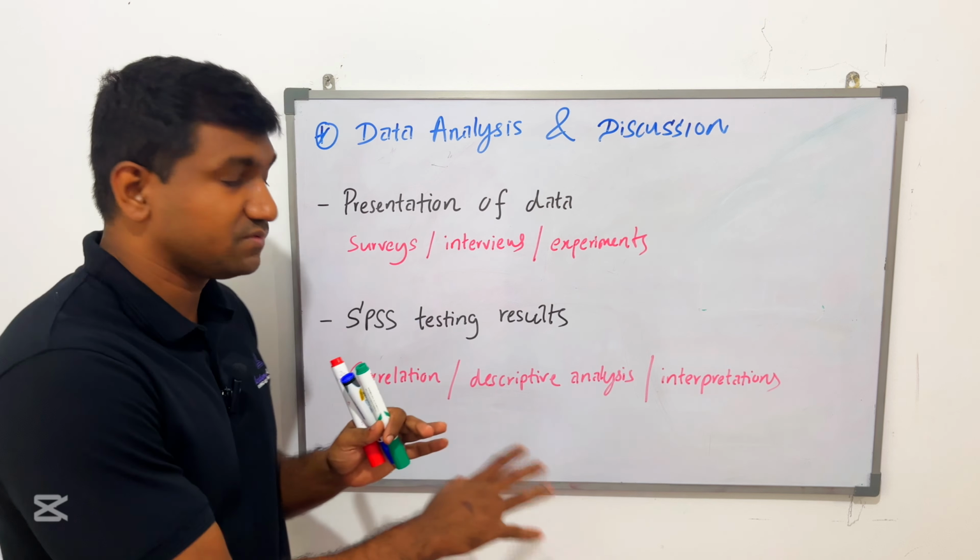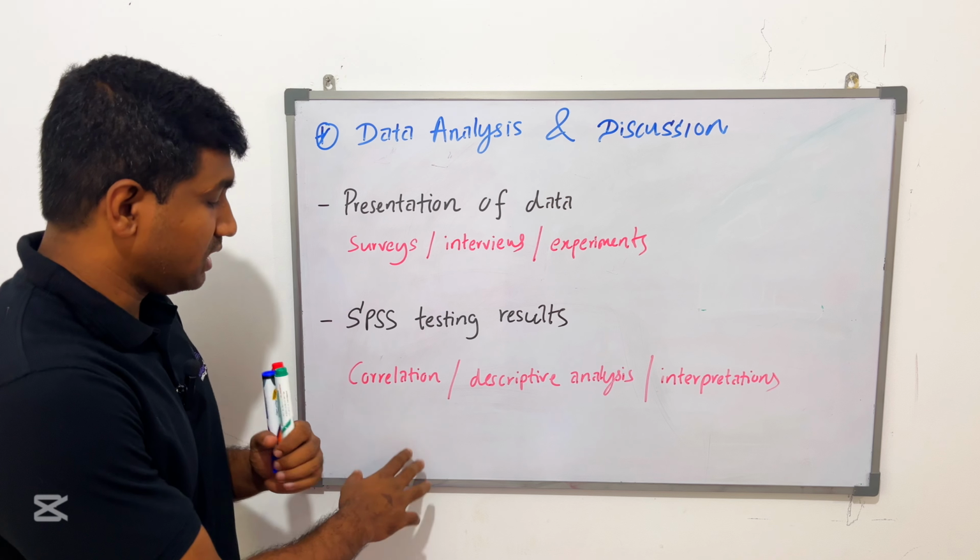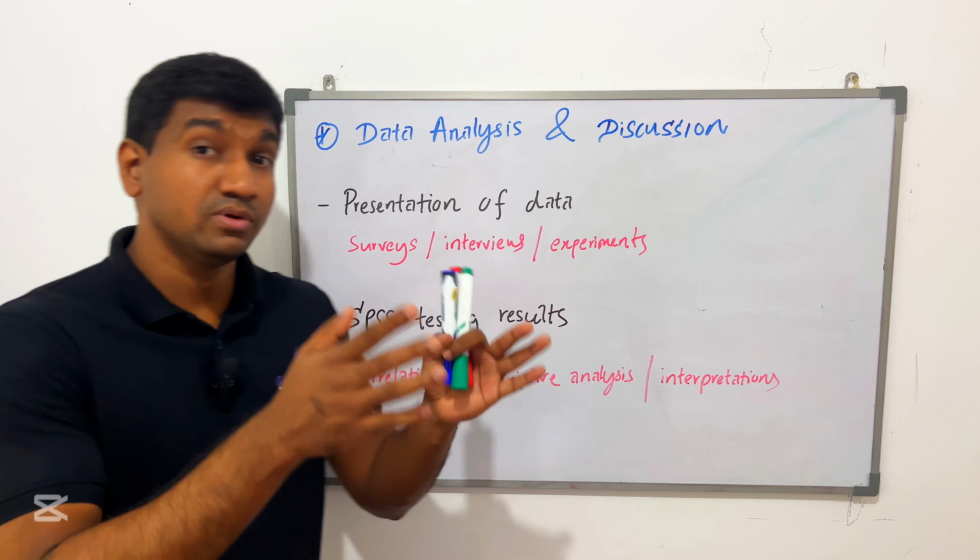Here you are presenting data, and here you are analyzing now. You analyze the correlation between your attributes and also the dependent variable. Descriptive analysis is also based on your results. Interpretation is very important. Interpretation is how you interpret whatever data you have found, and you need to discuss and analyze it. That is what we call interpretation.